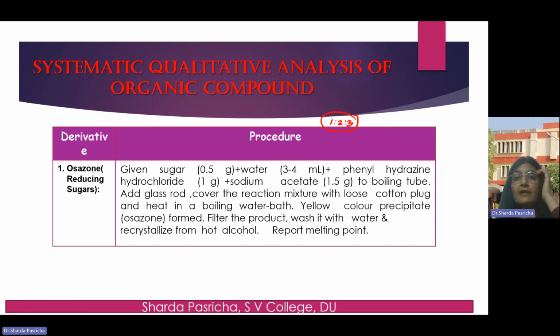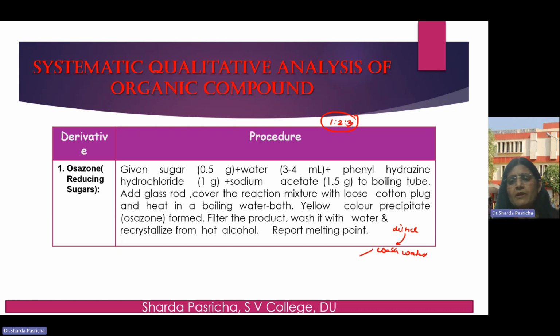Gradually, you will observe that the solution will acquire a yellow coloration because of the formation of the osazone. So you allow the mixture to heat for about 15 to 30 minutes. Filter the product, wash it well with water, dry, and take the melting point. Normally, osazones are pure and they do not require recrystallization. While filtering, what you can do is wash the osazone precipitate with very dilute HCl, and then wash it with water.